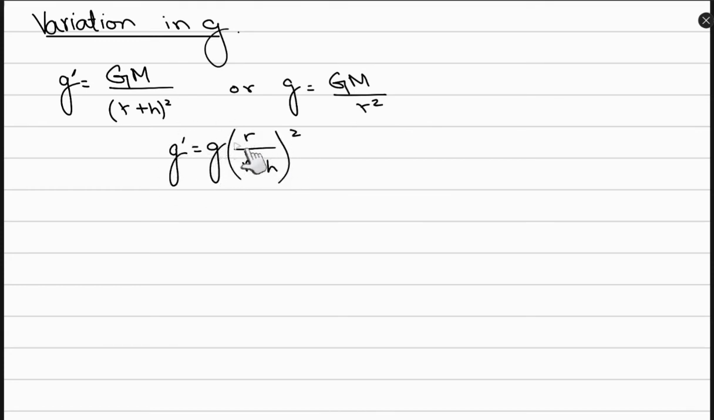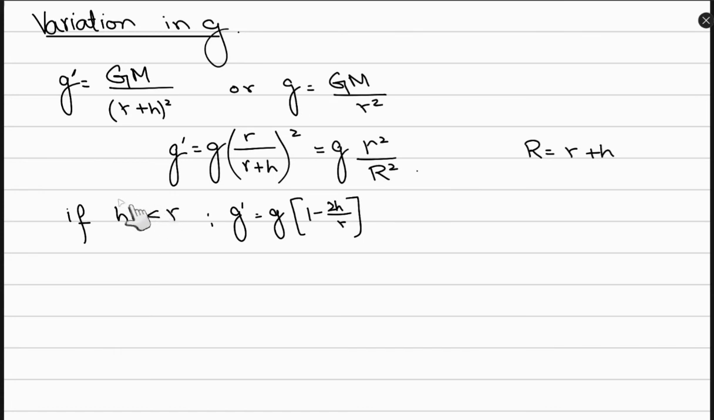Now if I define some R as the sum of the radius r plus h, then I can write down this expression even more compactly as this thing over here. So the acceleration due to gravity at some height h above the surface of the earth is equal to the acceleration of gravity at the surface of the earth times the radius of the earth over the total distance, which is the radius of the earth plus that height, which is capital R.